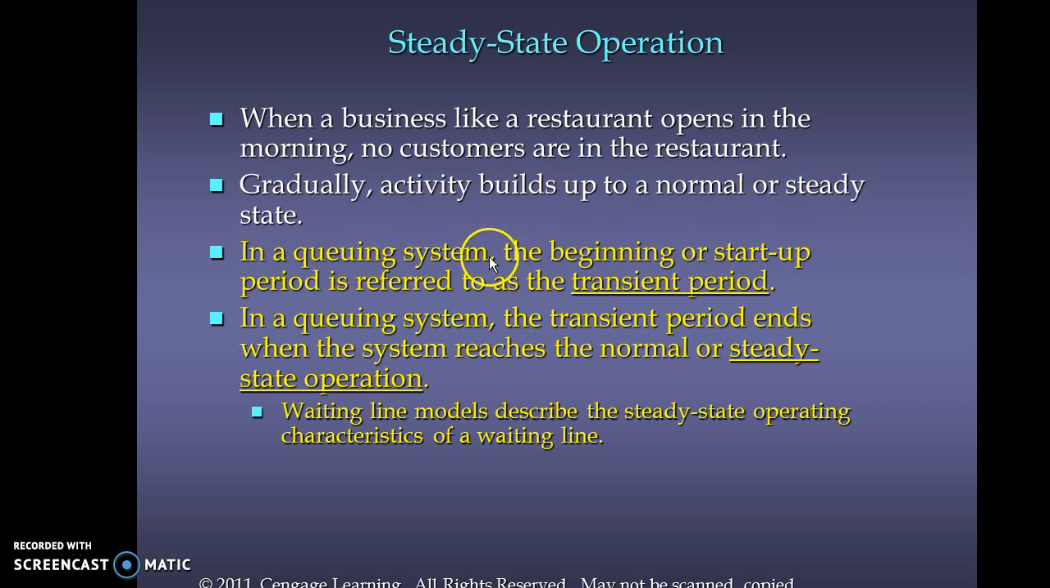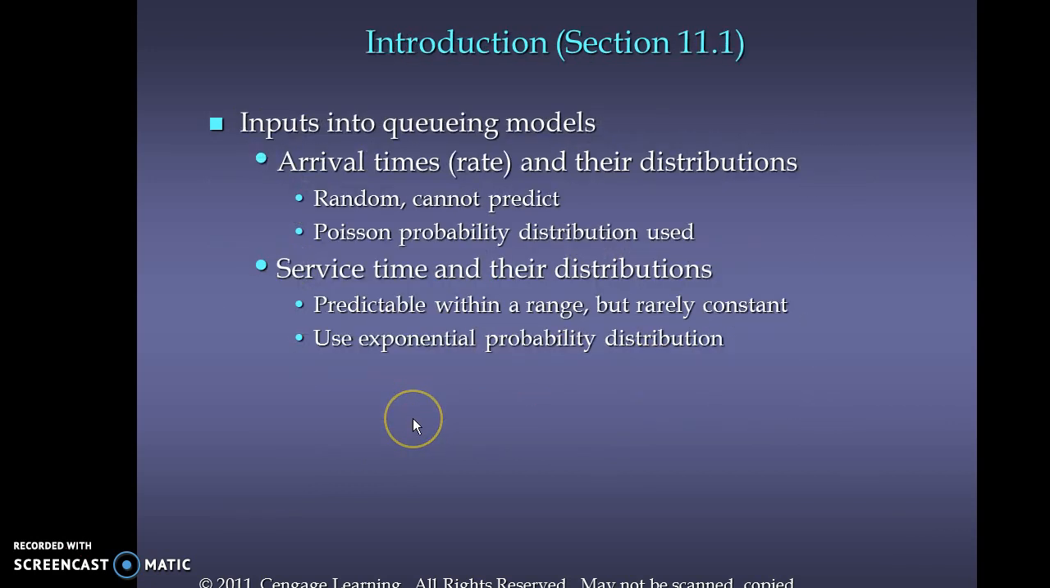In practical terms, in a queuing system, there's a startup period when the queue builds. It's referred to as the transient period. Now, the transient period ends when there's a steady state of operation. The waiting line models we're going to deal with reflect the characteristics of a steady state operation. No variation.